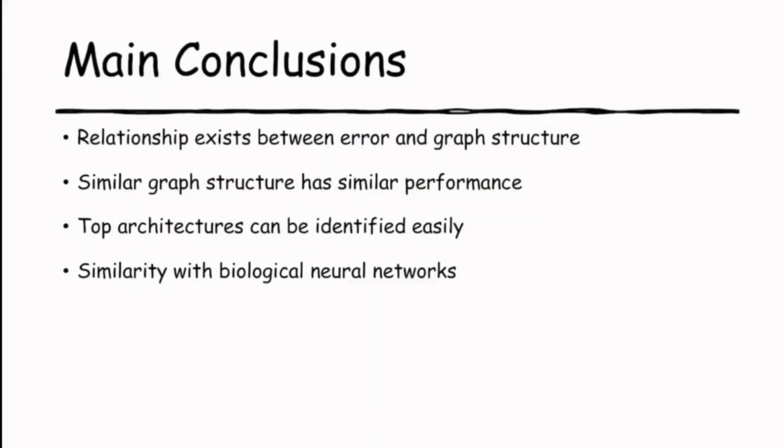Now let's go into the conclusions of this paper. They have concluded several things. First of all, the relationship between error and the graph structures is nearly a smooth function. Also, the paper has concluded that similar graph structures have similar performance. Other than that, it concludes that the top architectures can be identified easily. And lastly, it concludes that biological networks have some similarity with the artificial networks that have the best performance.